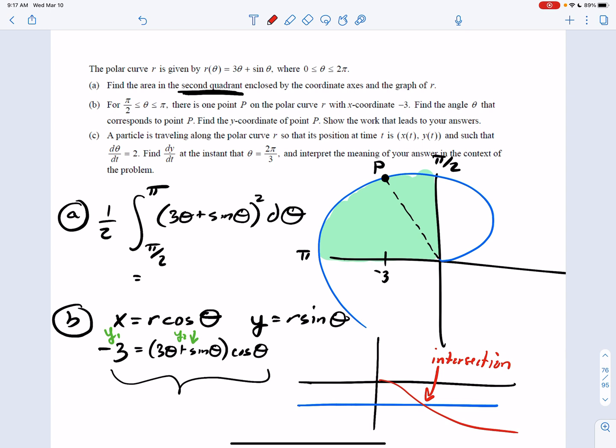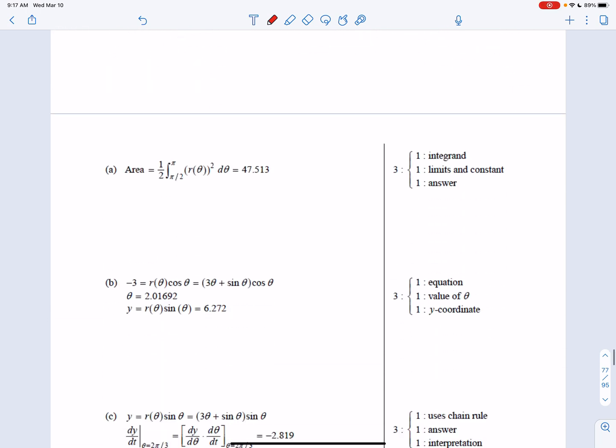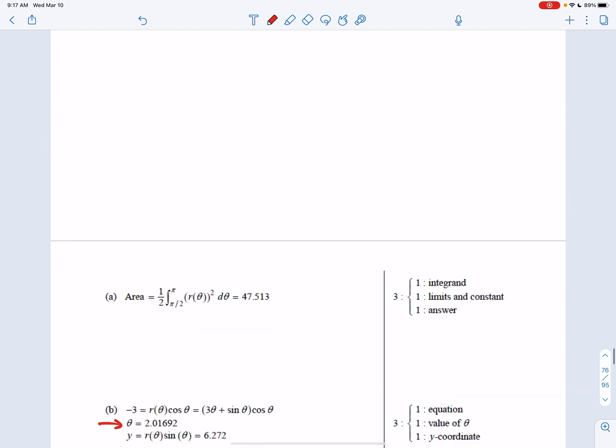They're going to ask you for your first curve, second curve. You're just going to press enter, enter. And since there's only one intersection, there's no need to guess. I'm just going to press enter again. So it looks like theta is roughly 2.017 if rounded correctly. Let me double check real quick for B. Okay, cool.